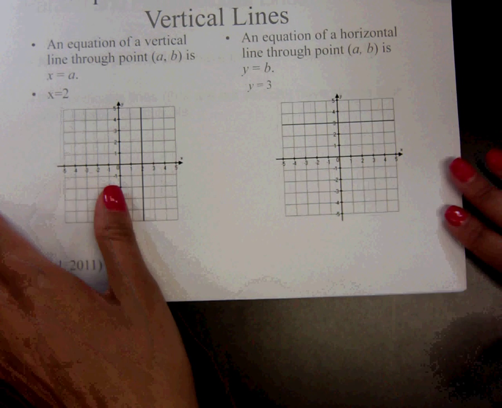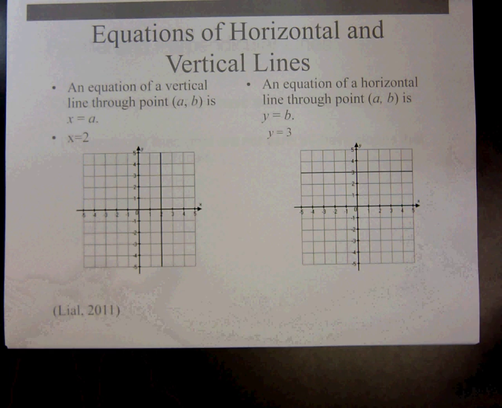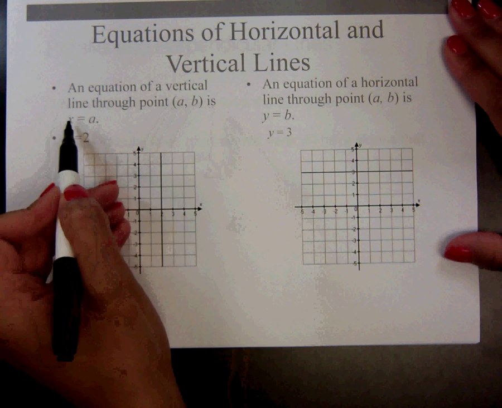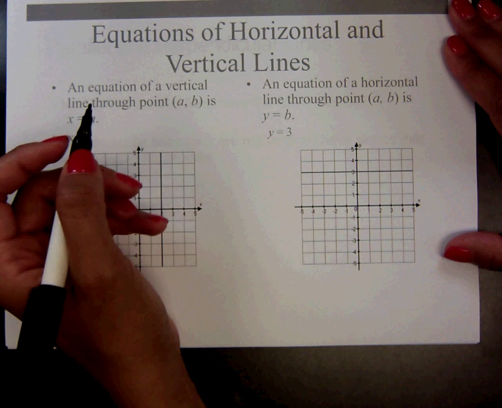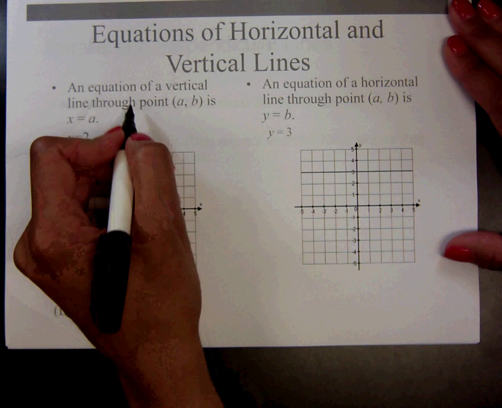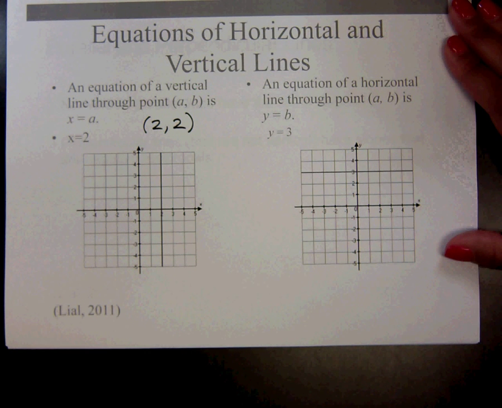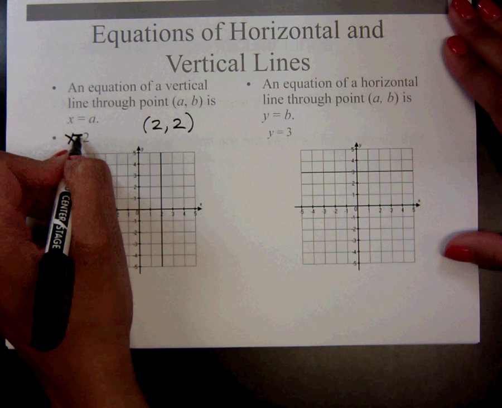All right. Let's talk vertical lines. Let's review vertical and horizontal lines. When you are asked to graph a vertical line or horizontal line, always remember that an equation of a vertical line that passes through a point (a, b) is always x equals a. So if I tell you it's a vertical line and it passes through the point (2, 2), vertical lines are always of the form x equals some number, and the number is the x coordinate of the point. So the vertical line that passes through (2, 2) would be x equals 2.